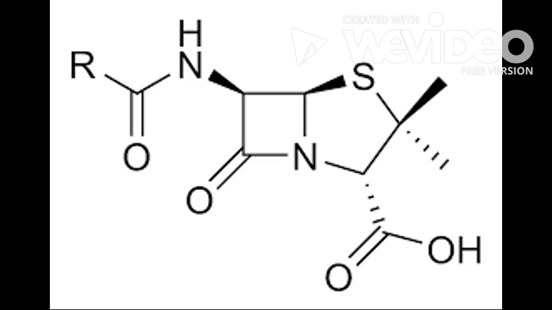This is the chemical structure of penicillin. There are two amide groups, a carboxylic ion, and a thioether. Penicillin also has three chiral centers.